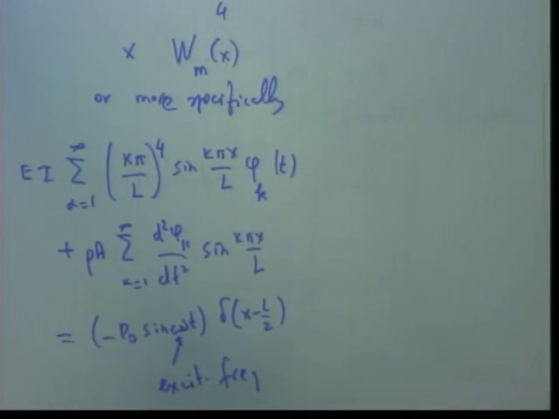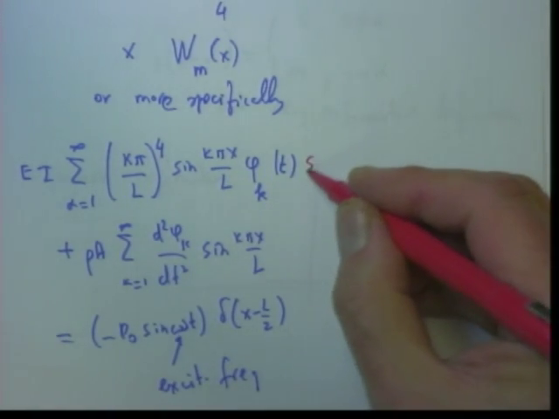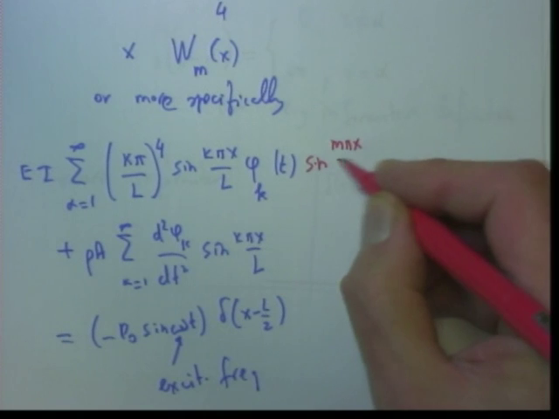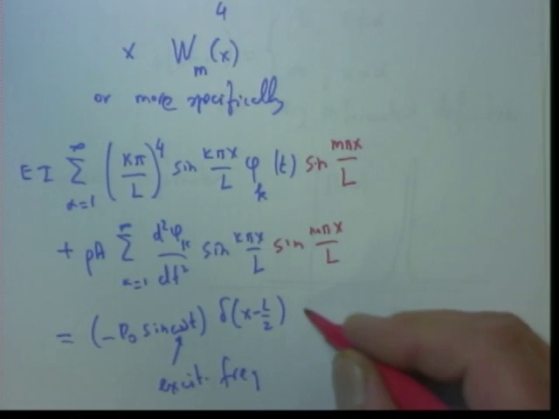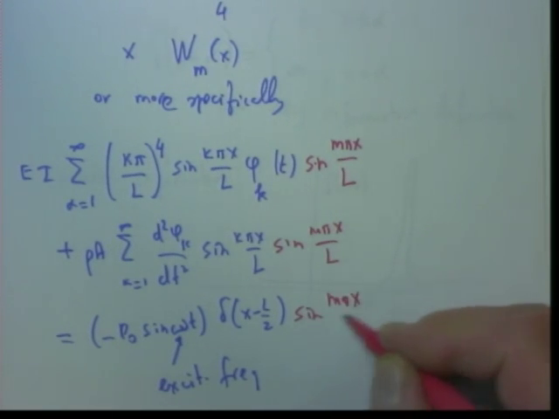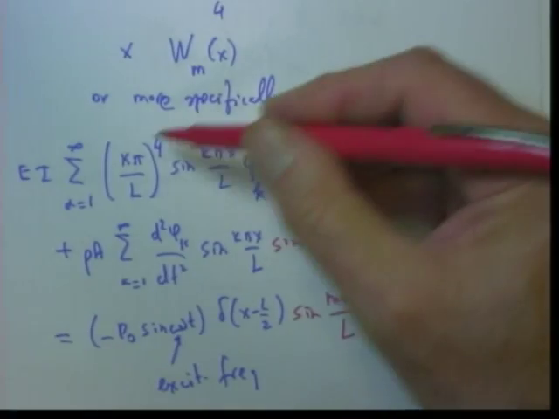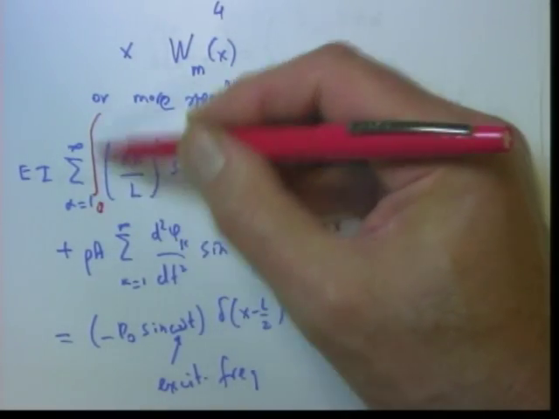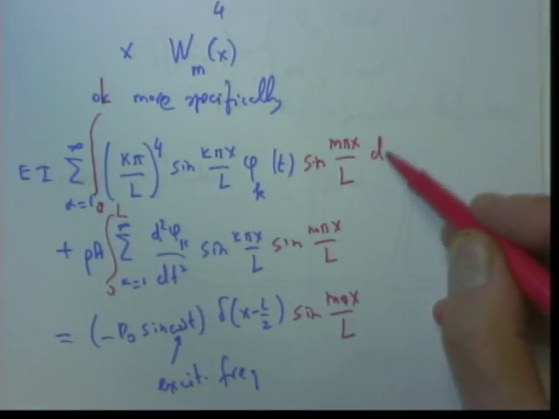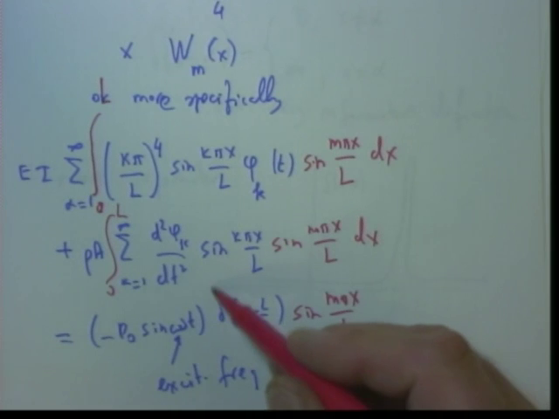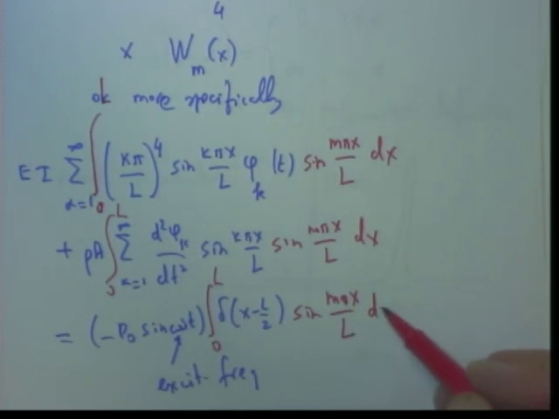Now we multiply each of them. See, color is very helpful here. Sine m pi x over L. Sine m pi x over L. Sine m pi x over L. And we integrate it between 0 to L. Integrate this between 0 to L dx. And this we integrate between 0 to L dx. That is what we do.